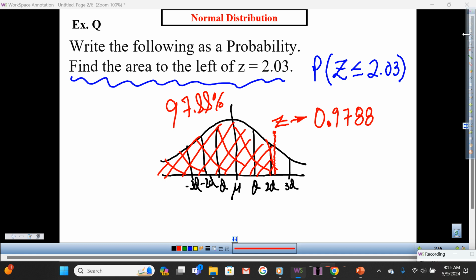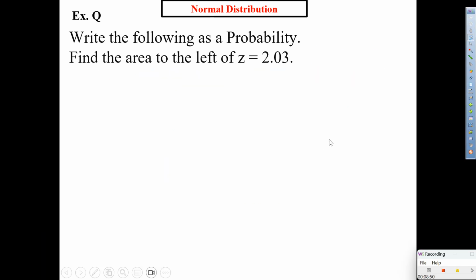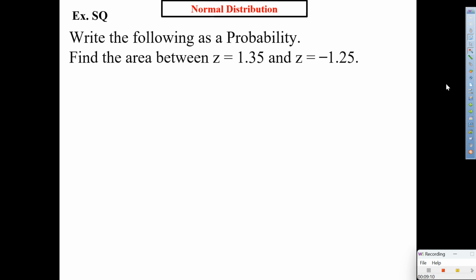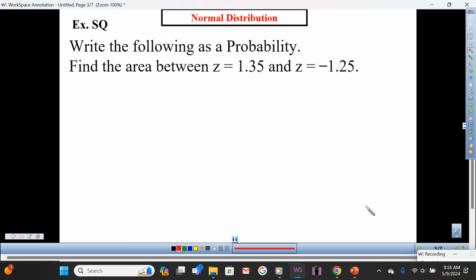All right. So let's do another one. Copy this one. Example super Q. Find the following, write the following as a probability. Find the area between Z equals 1.35 and Z equals negative 1.25. How would you write the probability? Talk it over to your neighbor. How would you write the probability first?